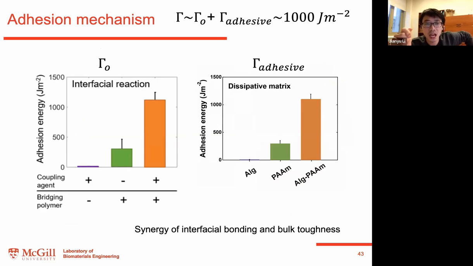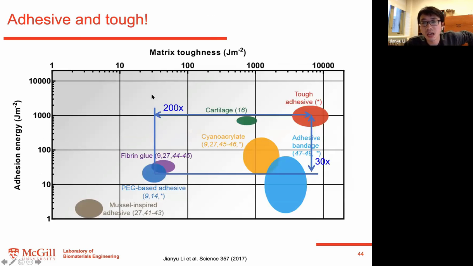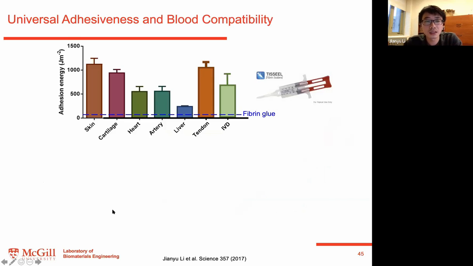We need to have both good interfacial bonding and a good tough matrix in order to get a high adhesion energy. Our system outperforms the state of the art of those bioadhesives and is comparable to cartilage, which has a good tough adhesion with the bone. And then the chemistry used focuses on general tissue surface properties.